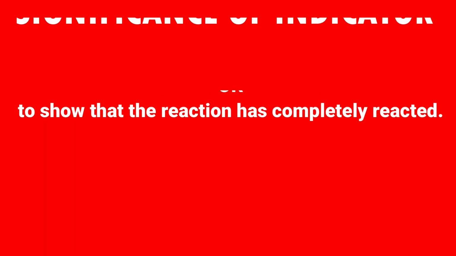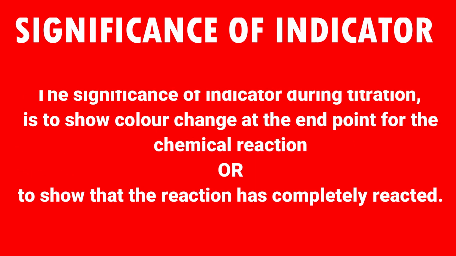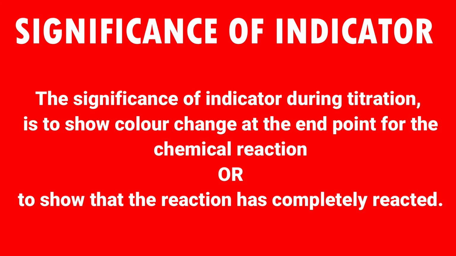Significance of indicator during titration. The significance of an indicator during titration is to show the color change at the end point of the chemical reaction, or in other words, to show that the reaction has completely reacted.